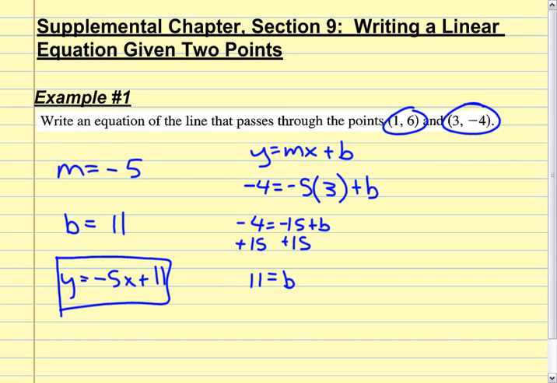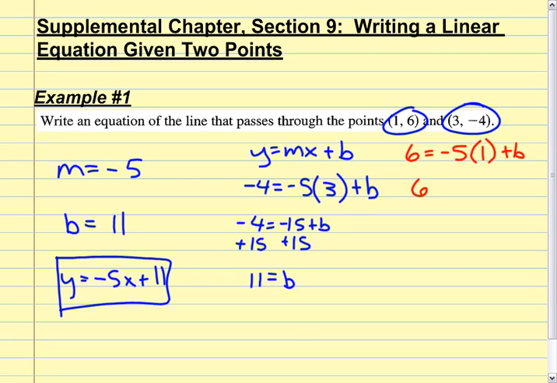But wait. What if I pick the other one, Mr. C? It's going to give me a different equation. Well, let's see. If I had chosen 1, 6, I put in 6 for the y is equal to -5, which is the slope, times 1 for the x plus b. I mean your y-intercept. So you just choose either one of the points, because I need the x and the y. So either point.